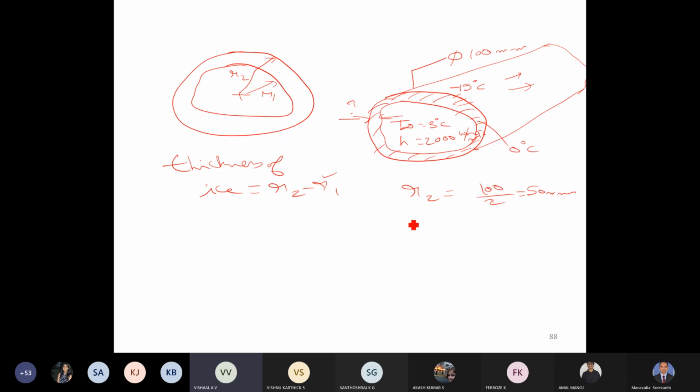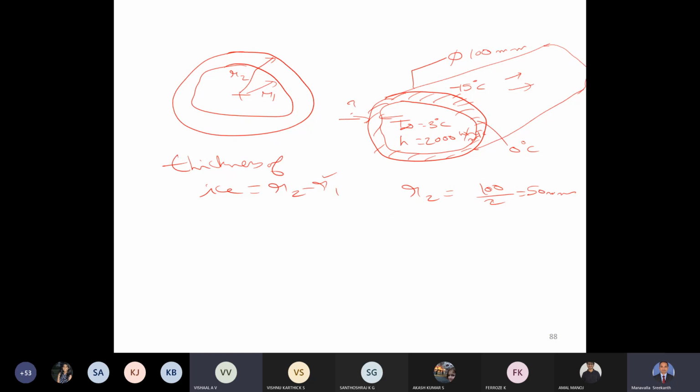Basically, what is happening here is heat is convected from this water to this ice and from this ice to the surface. So there are some steady state conditions prevailing. Using the steady state conditions, we should be able to calculate the value of R1 so that we can evaluate R2 minus R1.